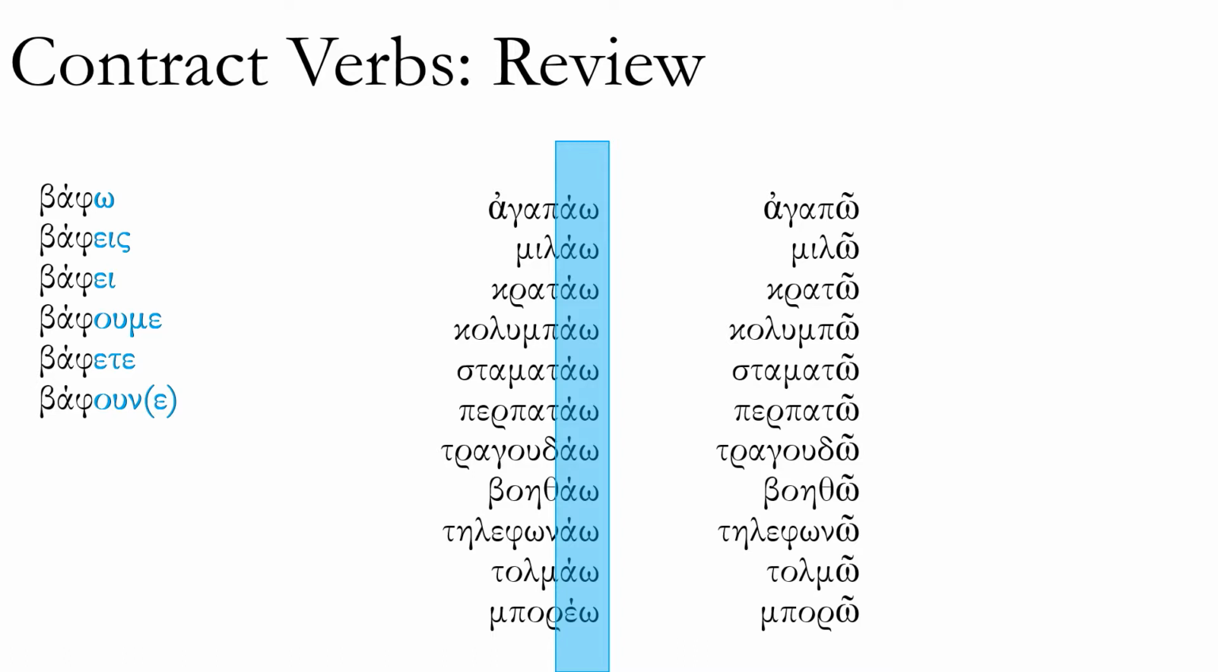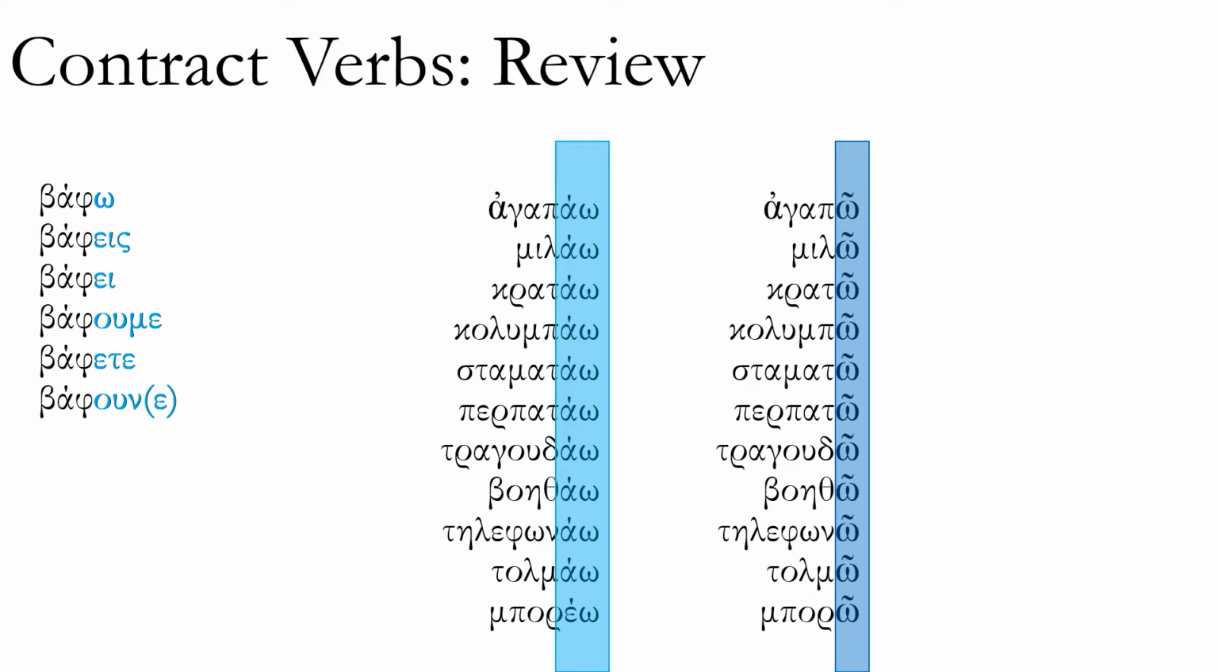From milao we get milo, I speak. Kratao, krato, kolibao, kolibo, and so on. So now we have this contracted ending. And like I said, you will hear both of these in most cases, though a lot of dictionaries, like the New Oxford Dictionary, will not list the uncontracted forms. Even though they're commonly used, they'll only list the contract forms on the right in dark blue.